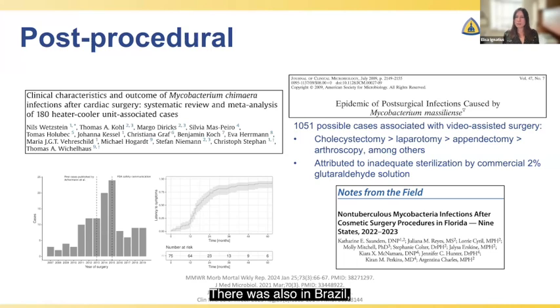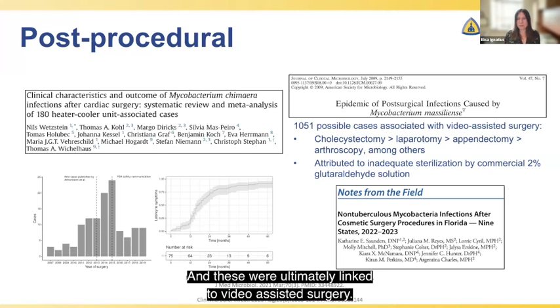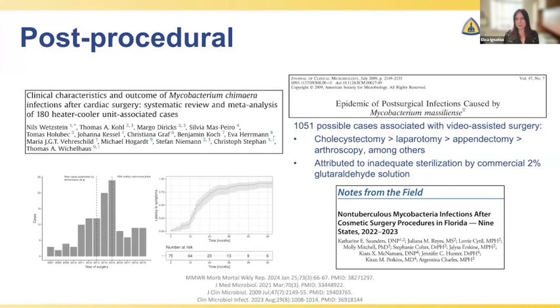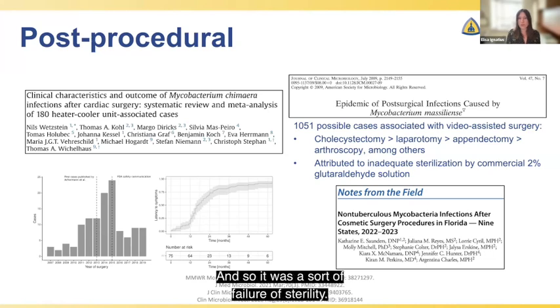There was also in Brazil, on the upper right-hand side, an epidemic, an outbreak of post-surgical infections, over 1,000 suspected cases, actually. These were ultimately linked to video-assisted surgery. What was thought was that a commercial sterilizing solution was not sufficient to sterilize the material being used, so it was a failure of sterility. And again, a number of changes were made in response to this, many years ago at this point, in order to prevent such an occurrence from happening again.